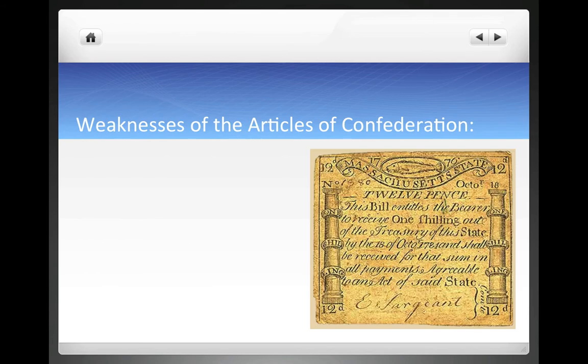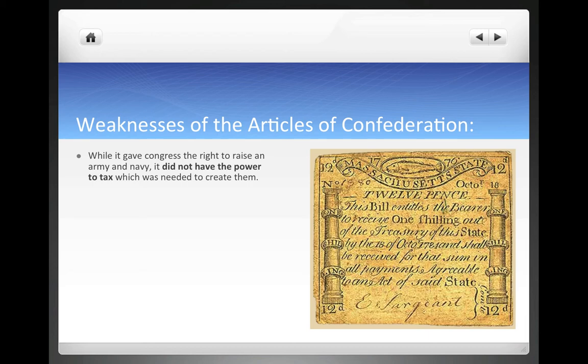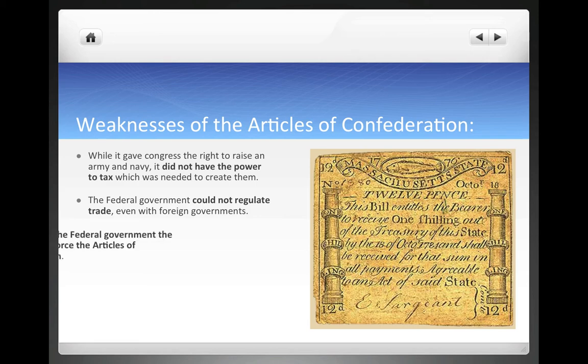There were weaknesses, however, within the Articles of Confederation. While it gave Congress the right to raise an army and navy, it did not have the power to tax, which was needed to create them. So they could form an army, but they could not pay it. The federal government could not regulate trade, even with foreign governments. So you had individual states trading with foreign nations as they pleased. It did not give the federal government the power to enforce the Articles of Confederation.